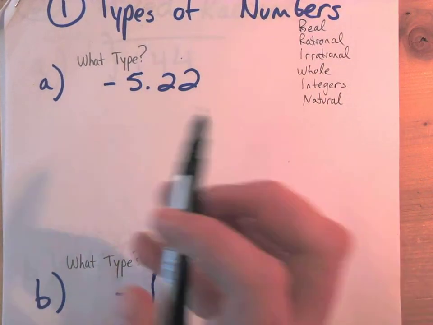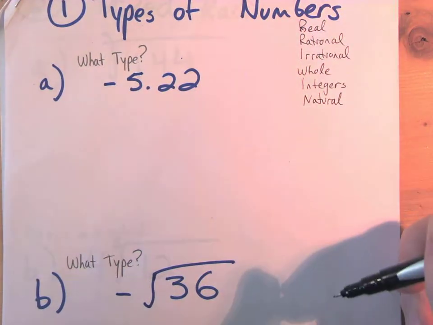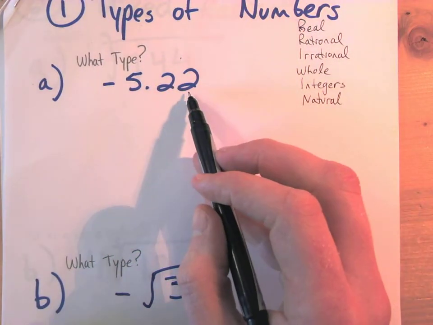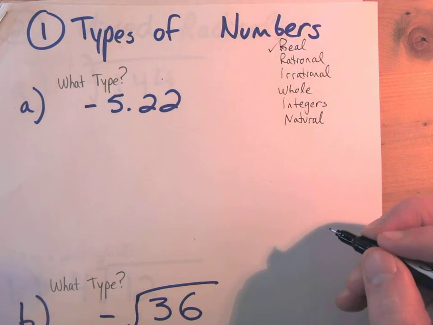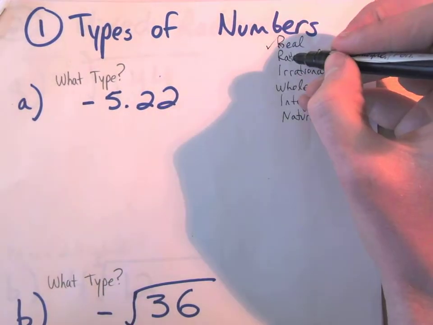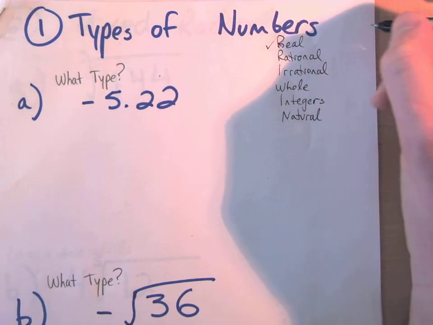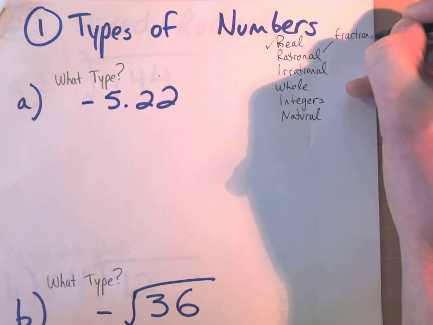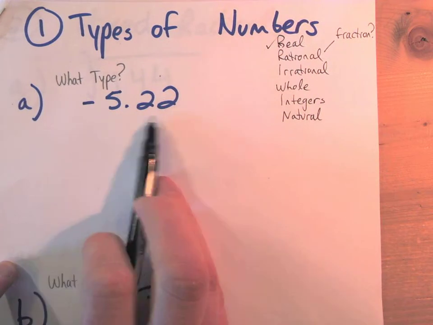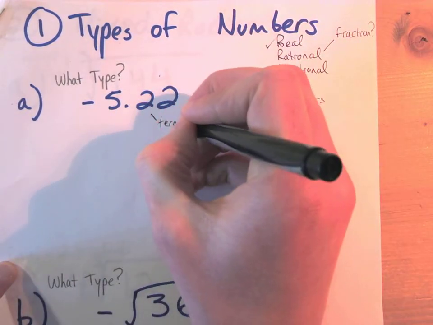So here's a question. What is negative 5.22? Which ones of these is it? Well, negative 5.22, you can see, is a real number because every number we know of is real. Is it rational? What does rational mean? It means you can put it in a fraction form. Can we put this in a fraction? We can, because it's terminating.